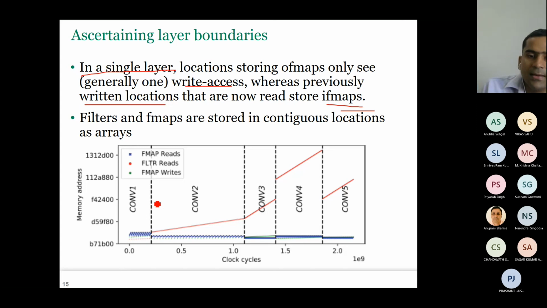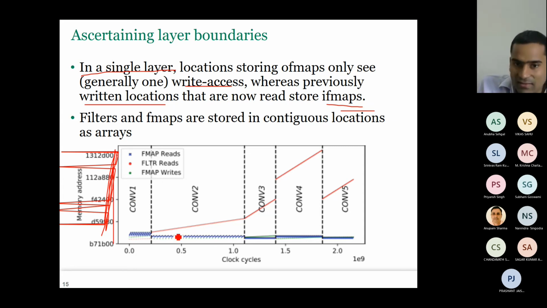Okay, so let us see this. Here, these are the memory addresses, starting from here to here. See, these vertical lines are something which we have drawn after doing our work, right? But how did we draw them? Let us see.